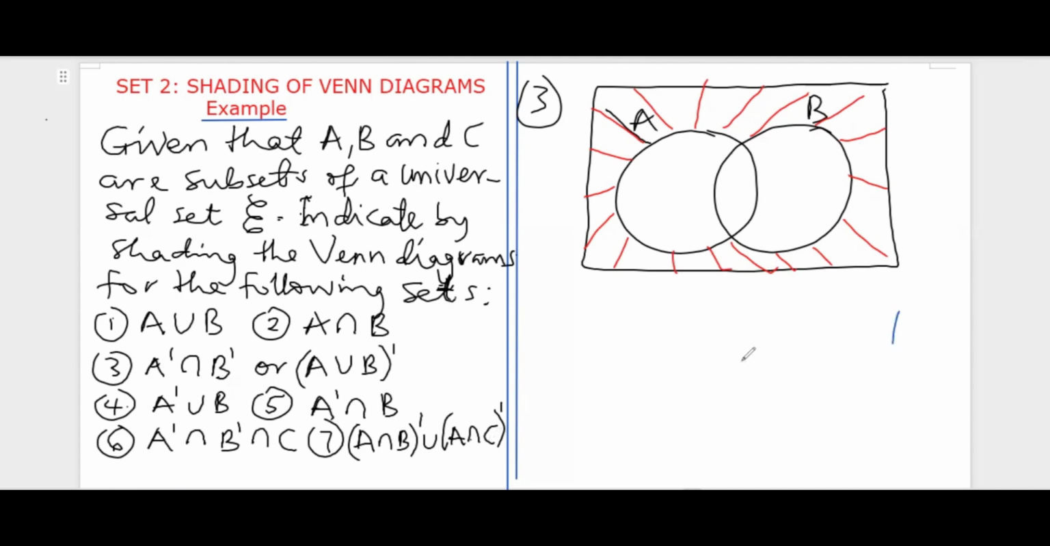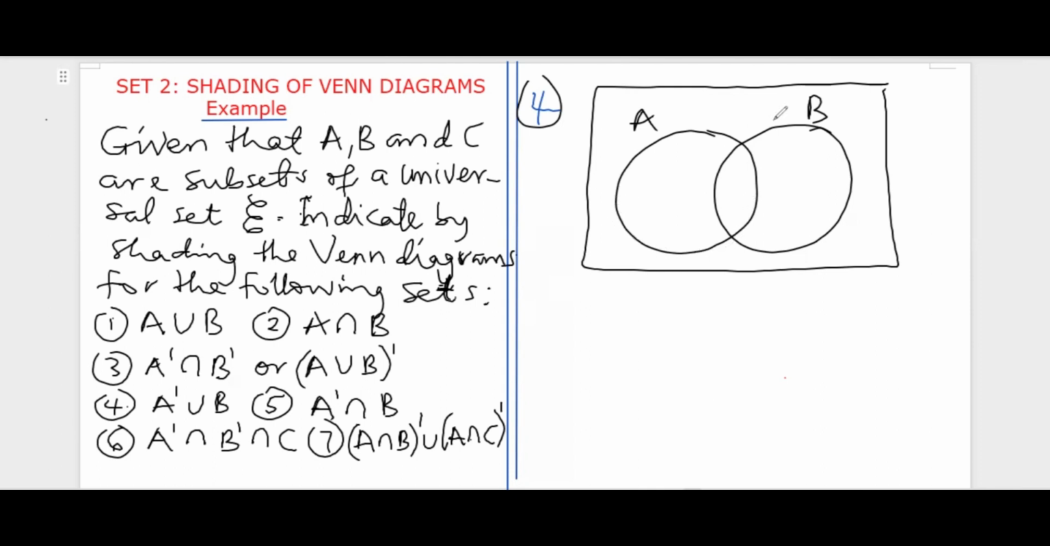So we go to number 4. Number 4, if you look at what we have there, we are asked to find A complement union B. B means the whole of this circle. We want to add it to A complement, that is, we want to add it to the values outside circle A.